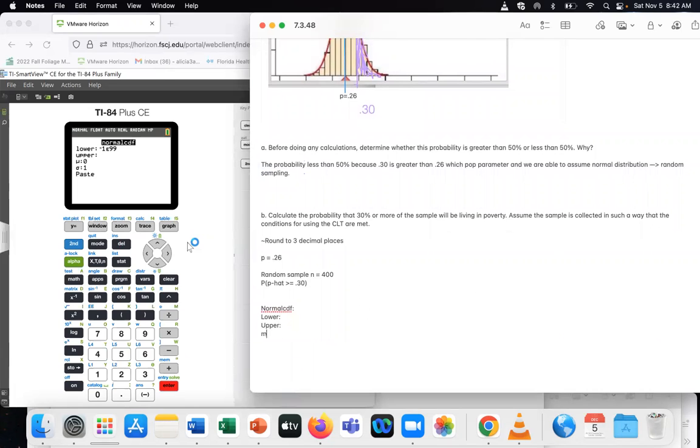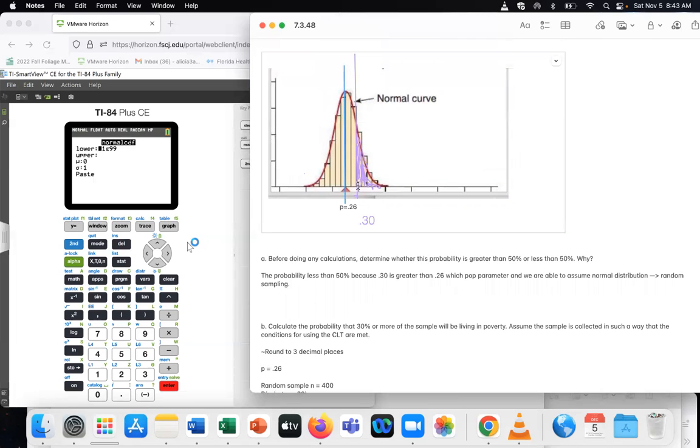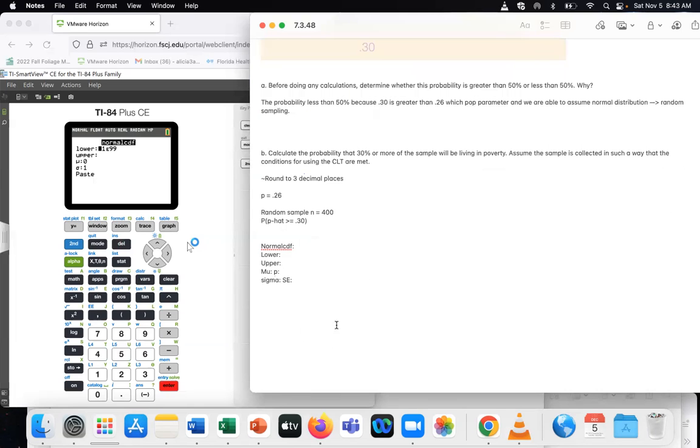I need a mu. In this case, mu would be our p value. And I also need a sigma. So we're going to be using the standard error for that, okay? So our lower, looking at our function above, the lower is where we start for the area that we're trying to calculate the probability of. And for us, it's going to be the purple. So 0.30 is where we start. So that's our lower bound, 0.30.